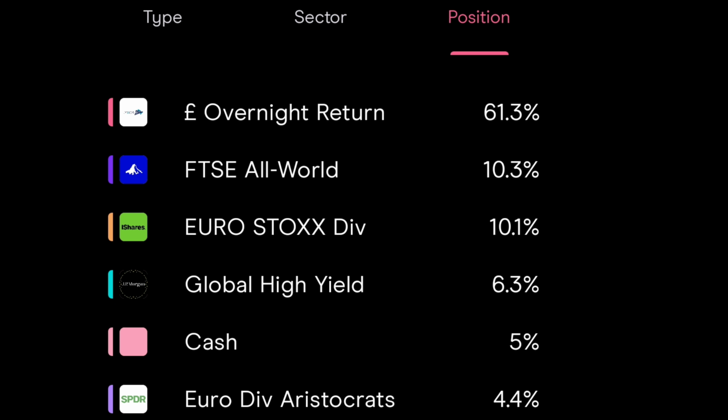Then I have 10% in the FTSE All-World, another 10% in some Euro stocks with high dividend, and then some more government bonds with the global high yield, where I have about 6% in there. I keep about 5% in cash, and the rest I invest in different stock, depending on what takes my fancy each month.